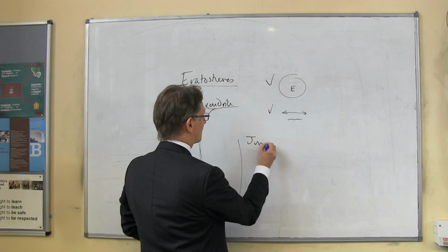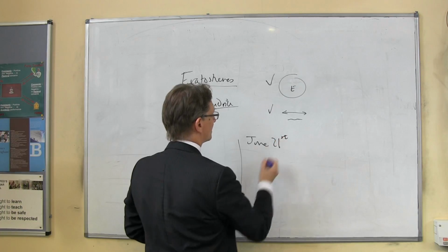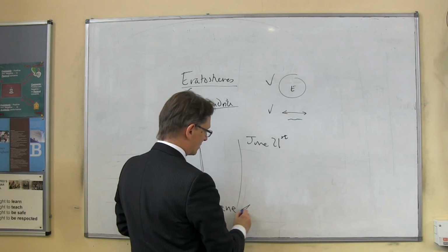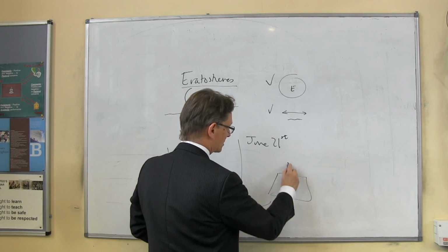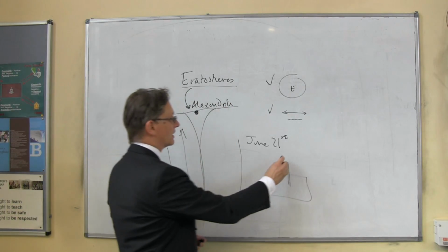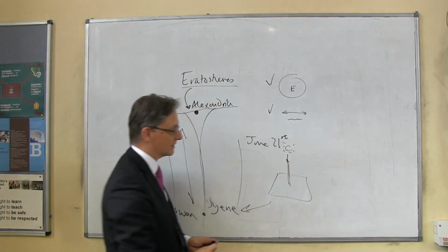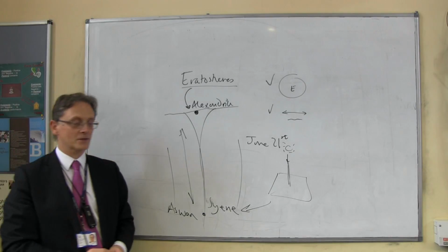So here's the key information about the experiment that you need. June the 21st, famously the summer solstice. In Syene, if you were to put a stick in the ground at midday, then you would find that the sun was directly overhead and there would be no shadow.